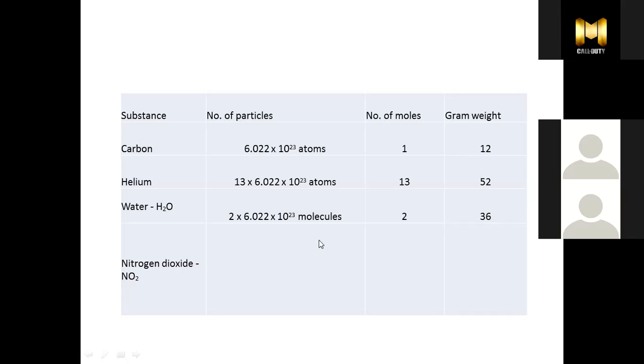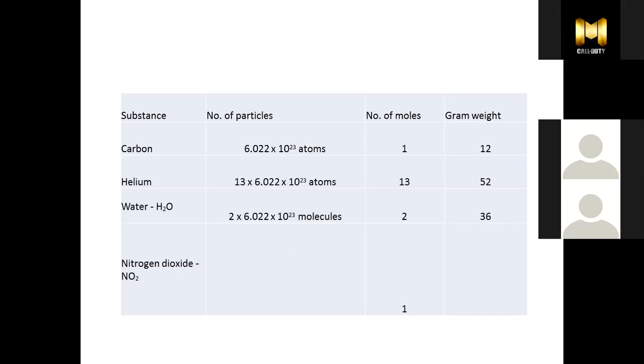Okay. Now we come to nitrogen dioxide. Nitrogen dioxide is NO2. So NO2 means it's a compound. What is it made up of? Nitrogen and oxygen. So what are we provided with? We have been provided with 1 mole of nitrogen dioxide. Now we need to find the molecular mass.